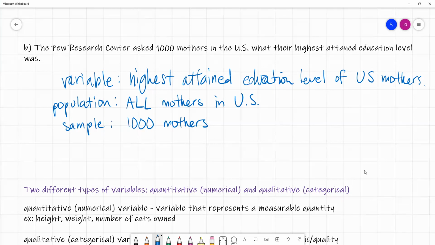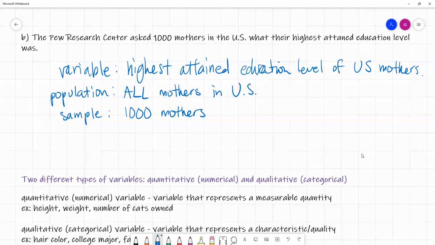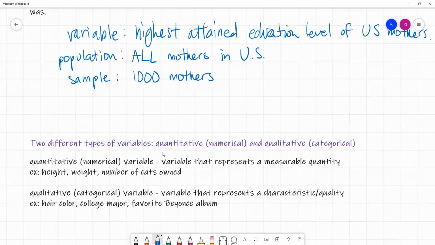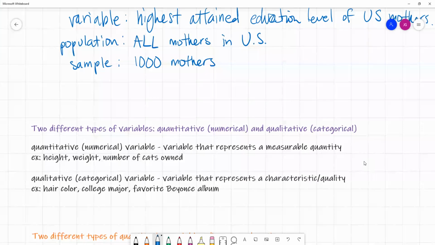Okay, so now let's talk variables. We're going to start with the two main types of variables. We have quantitative, another word for which is numerical, and then qualitative, another way to call those is categorical. Let's talk about what those look like. Quantitative or numerical variables are variables that represent a measurable quantity. It's something that I can measure with numbers.